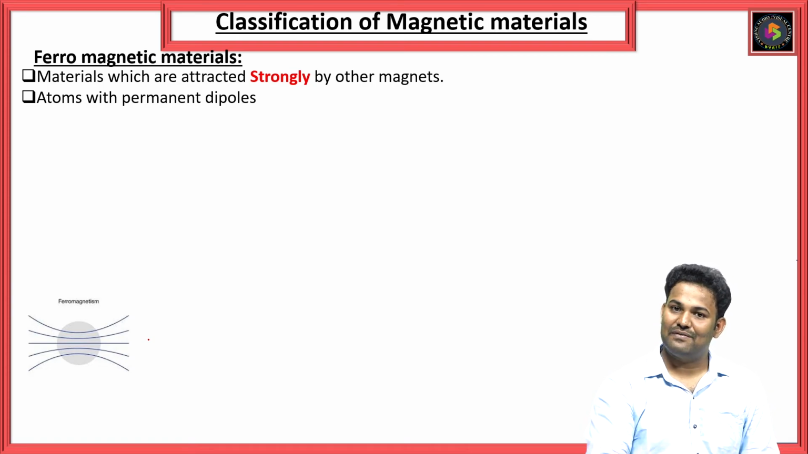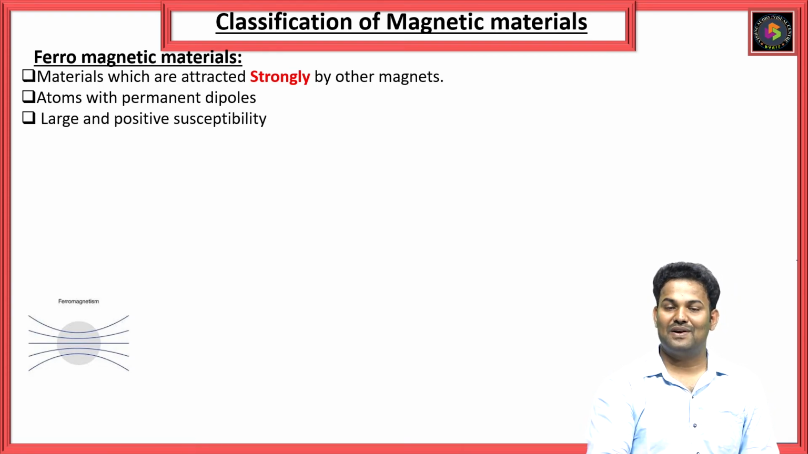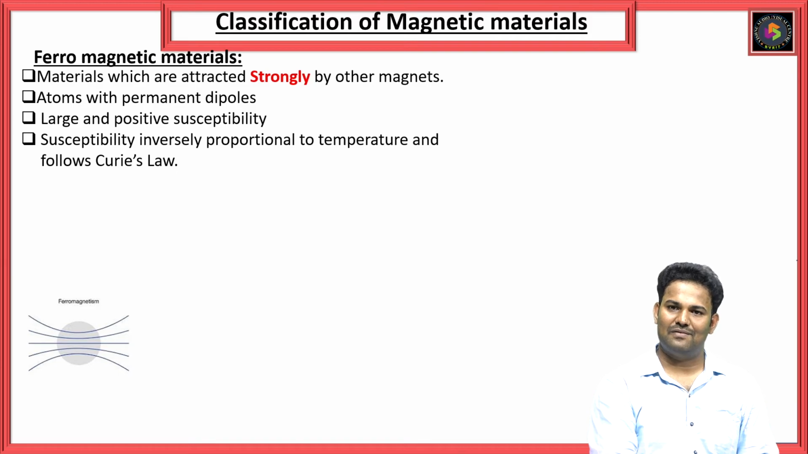The atoms have permanent dipoles. As we saw last time in the example of magnetic orientation, iron has a value of 4 Bohr magnetons, which is the highest. That means iron has a more attractive nature compared with copper and calcium. So large and positive susceptibility values are present in ferromagnetic materials. The susceptibility is always positive and a large value.